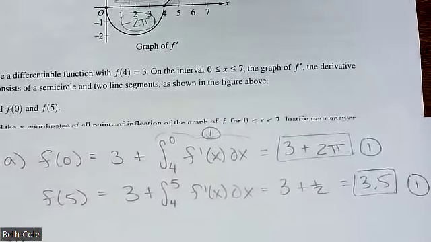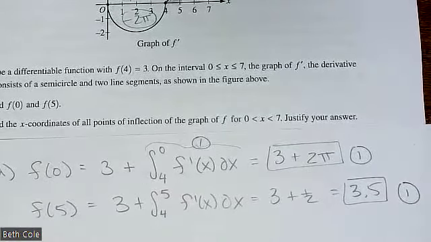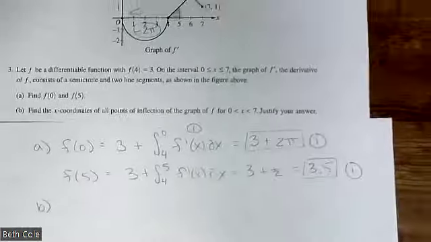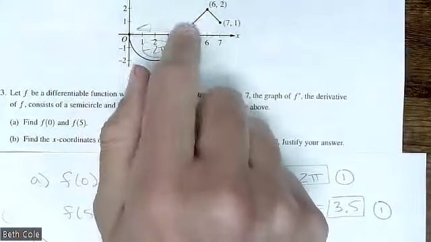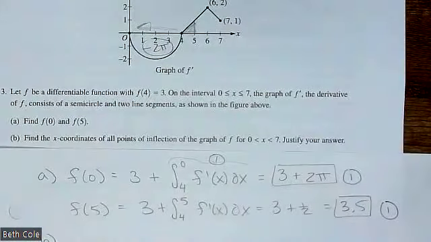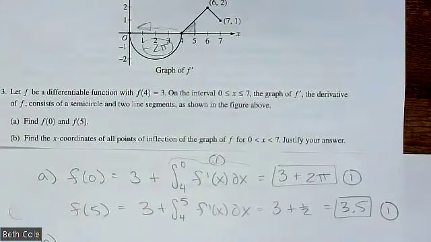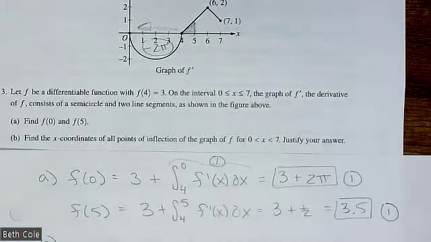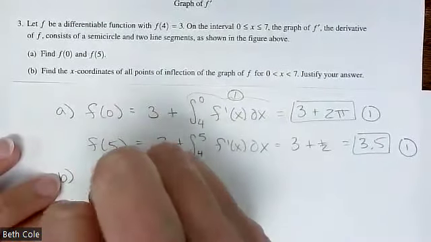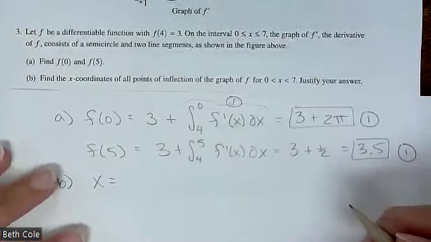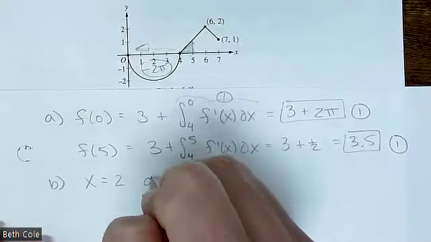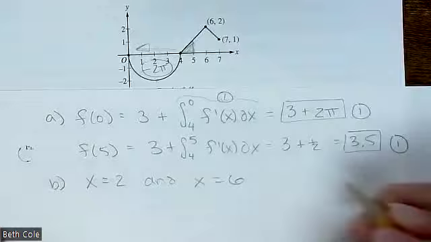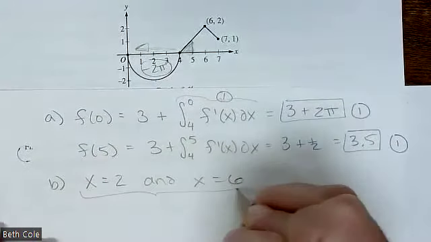All right, letter B. Find the x coordinates of all points of inflection. Here it is. This is your sticky note thing. How do you get a point of inflection from your derivative graph? It's where the derivative changes from what to what? Increasing to decreasing, or decreasing to increasing, and there's not a shorter way to write that, okay? So where are they? X equals what? 2 is one of them, good. I heard somebody say that, and 6, good. X equals 2 and x equals 6, you get a point for saying that.